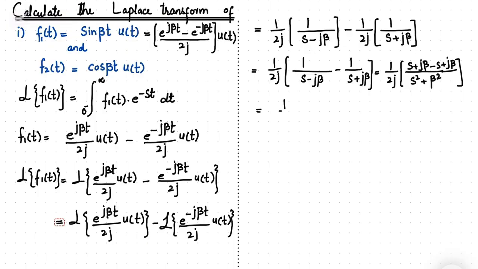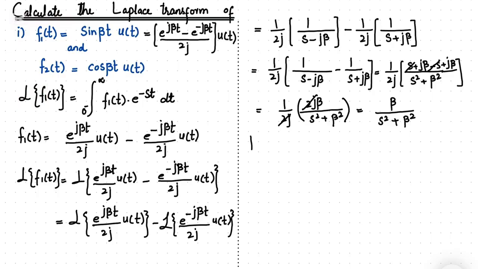So this is 1 over 2j into, with s cancelled out, 2j beta. 2j would be cancelled here, and the denominator would be s square plus beta square. So it would reduce to beta over s square plus beta square.